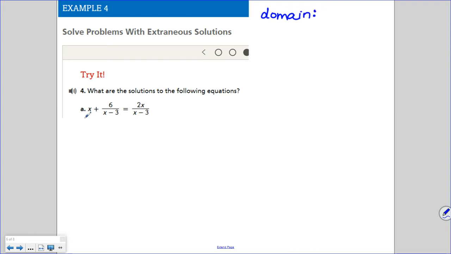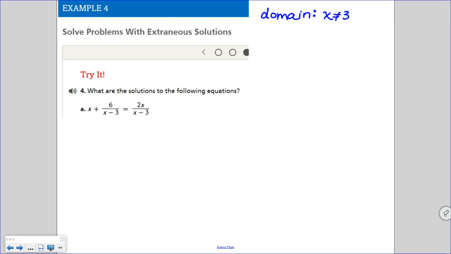The first term, x, is not a fraction. It's actually x over 1, so there's no issues with the domain for this fraction. But the second fraction is over x minus 3. x would not be allowed to be 3 because if x were 3, then I would be dividing by 0. So x can't be 3. And the same for the last fraction. So the domain for this whole equation is x cannot be 3.